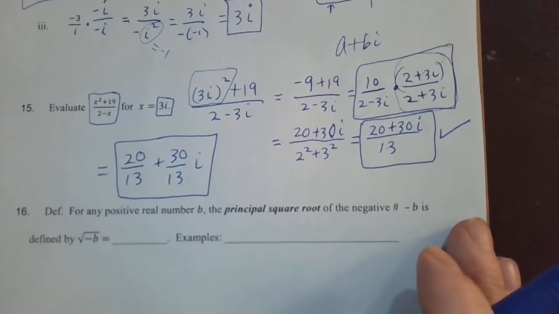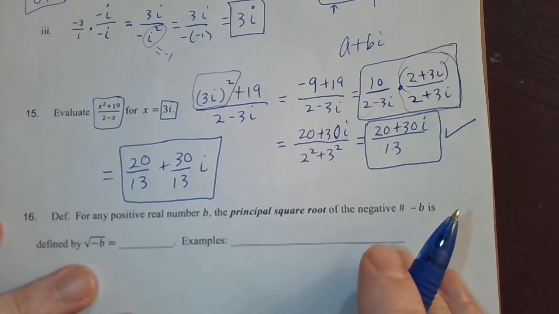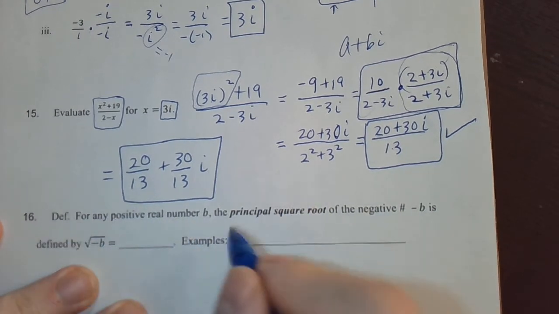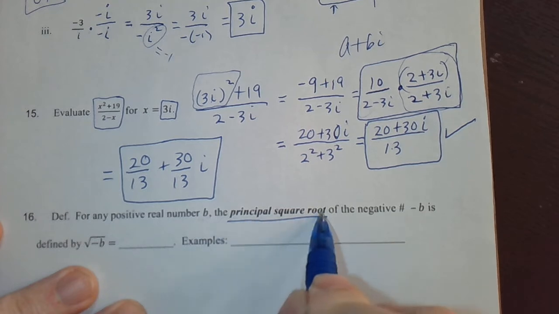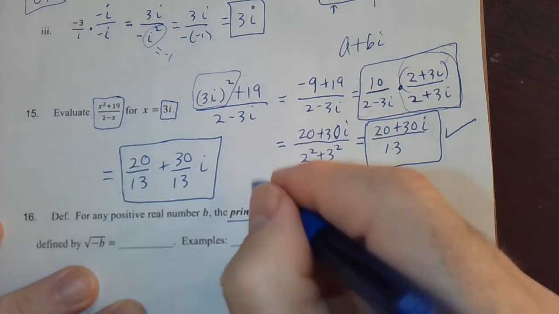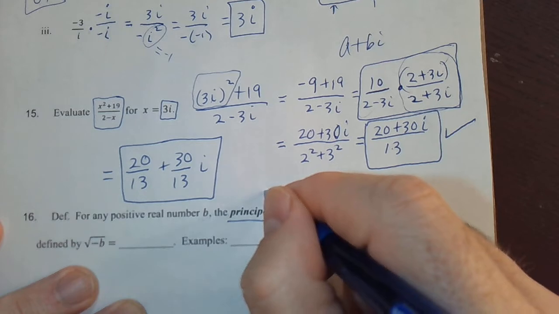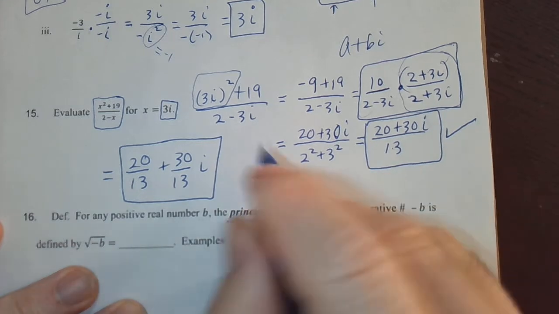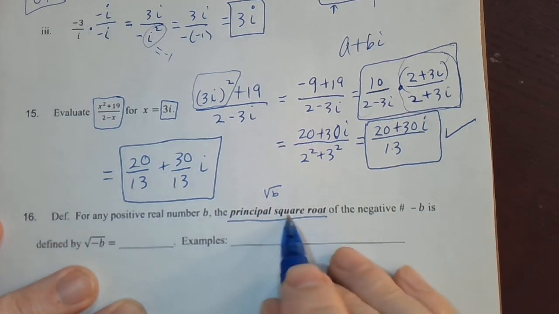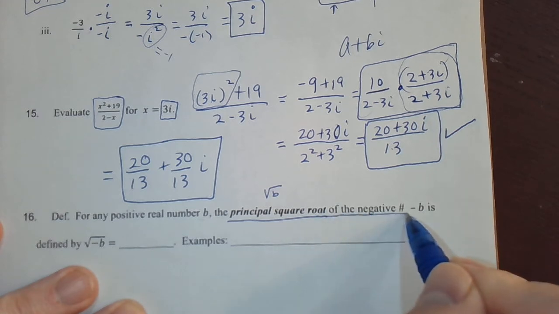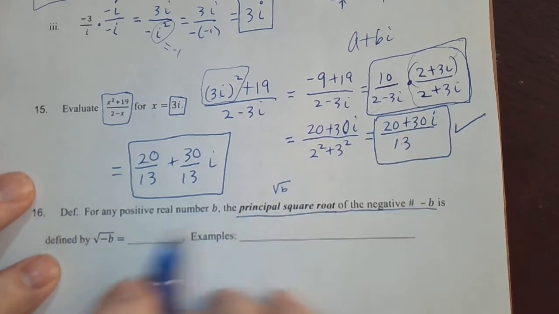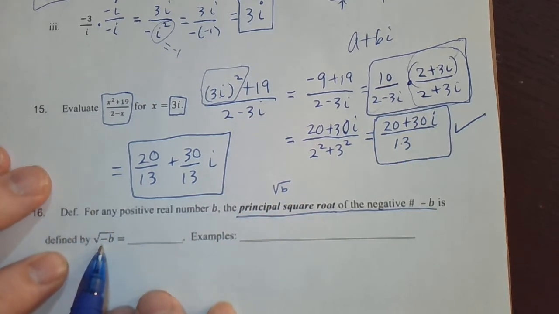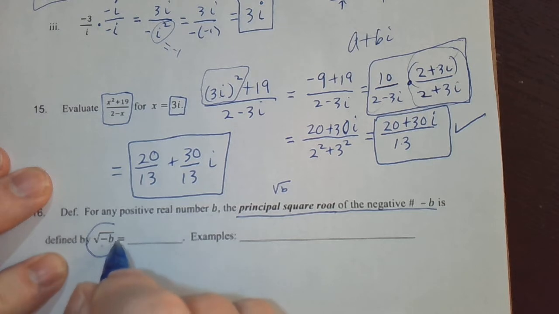All right, to finish up this video, we got one more thing to do here. You probably remember this. For any positive real number b, the principal square root of b is simply radical b. Principal square root means you use a radical b. But the principal square root of the negative number negative b is defined like this. But we will never leave an answer like this, ever.